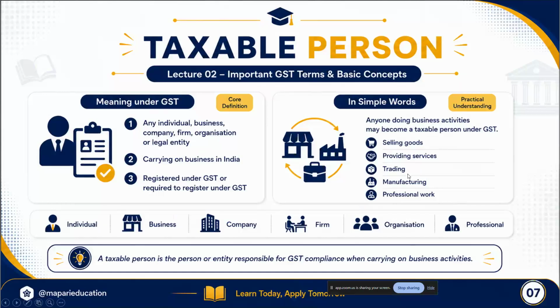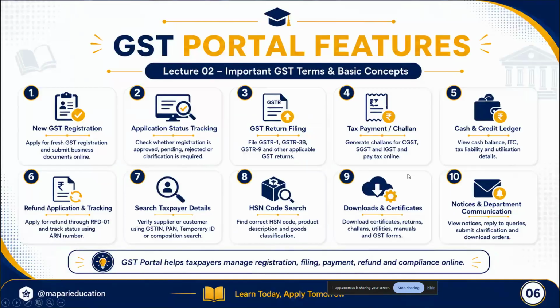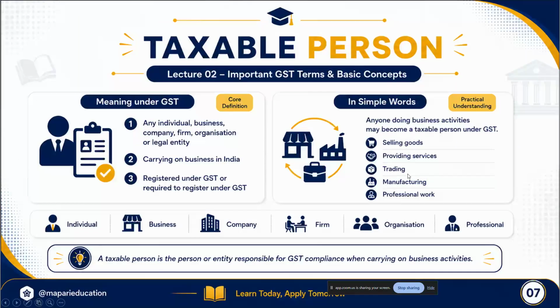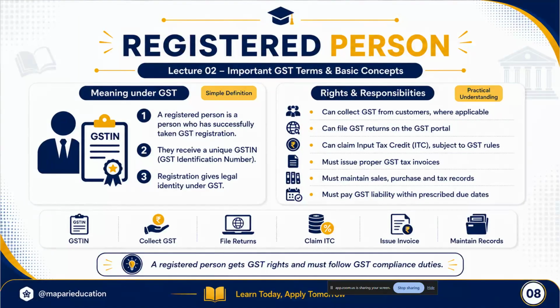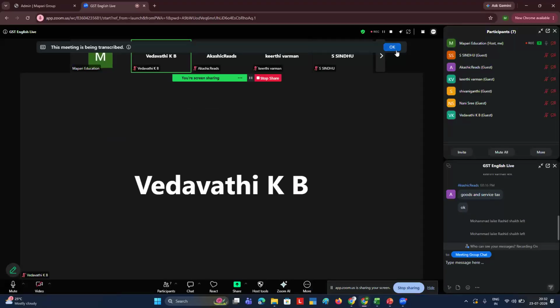When will I become a registered person? Suppose I become a taxable person now, but when will I be the registered person? Everyone must reply on this question. If I am a taxable person right now, when will I become the registered person? I think this is a very basic question.